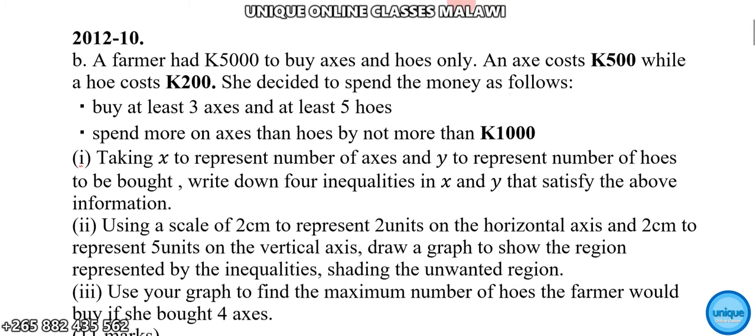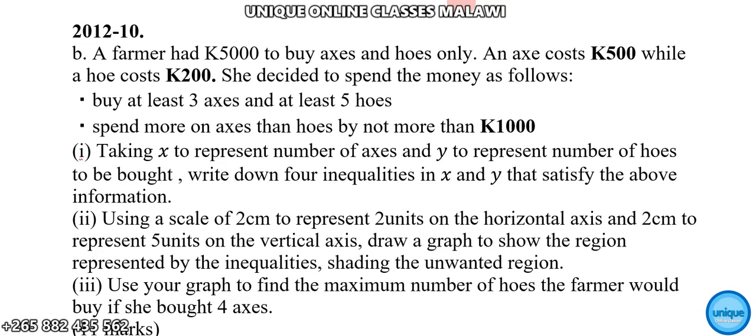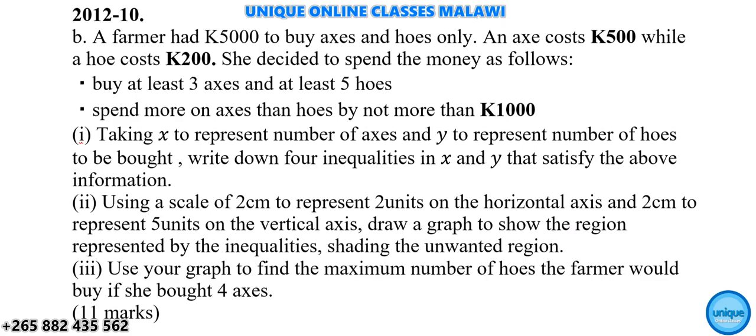Question number 10, from 2012, reads: a farmer had 5,000 to buy axes and hoes only. An axe costs 500, while a hoe costs 200. She decided to spend the money as follows: to buy at least 3 axes and 5 hoes, and to spend more on axes than hoes by not more than 1,000. Taking x to represent the number of axes and y to represent the number of hoes to be bought, write down 4 inequalities in x and y that satisfy the information above.